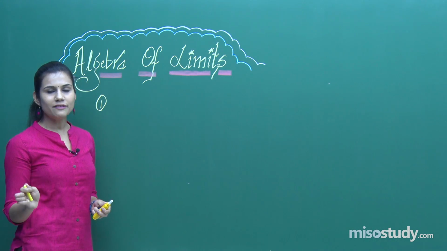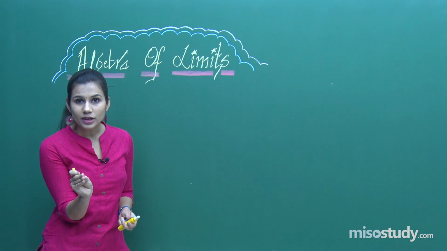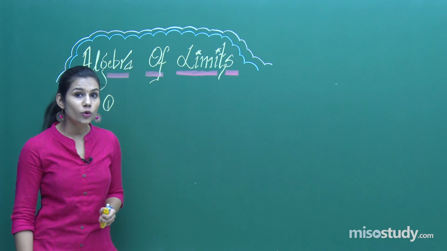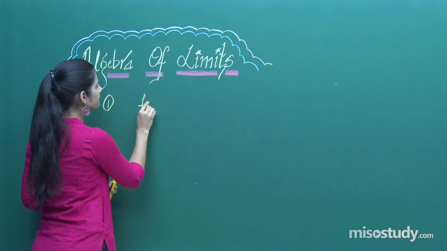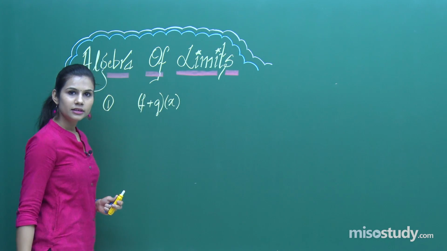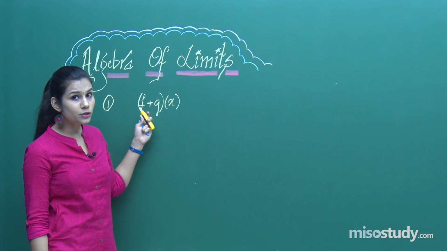Suppose you have a function f, another function g. What if I combine these two functions by the algebraic operation of addition? In that case, you are going to obtain the function f plus g, isn't it? That's the first way in which I can combine two functions algebraically.